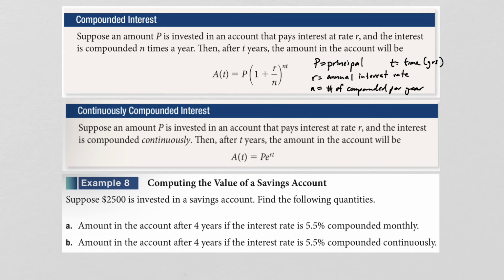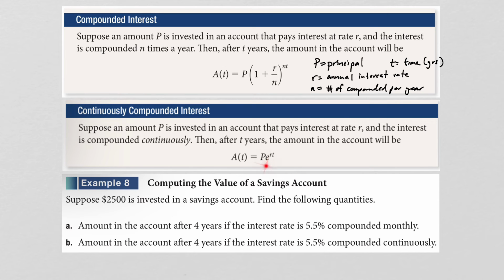Now, if you talk about continuously compounded interest, the difference between these two is that now the money is growing all the time, every second, every split second. So you're still investing P dollars, it's still paying an interest rate of R, but there's no longer a number of compoundings per year, okay? It's compounded continuously. And after T years, the amount in the account will be this formula.